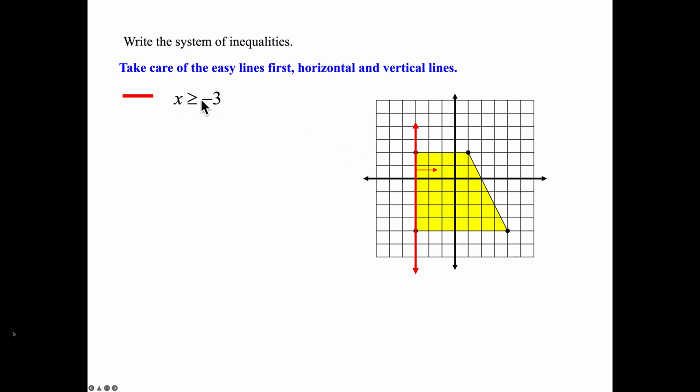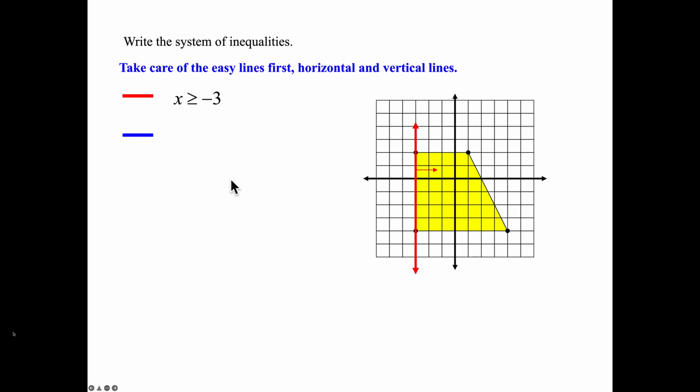Next, you will be given a shaded region on the graph, and you have to come up with the system of inequalities. What I like to do when I see these problems is I take care of all the easiest lines first. Horizontal and vertical. All right, so red line. I'm going to trace over this vertical line, part of the side of this trapezoid right here. That's at 1, 2, 3 to the left, so this is at x equals negative 3. But I want everything going to the right, so x is greater than or equal to -3.